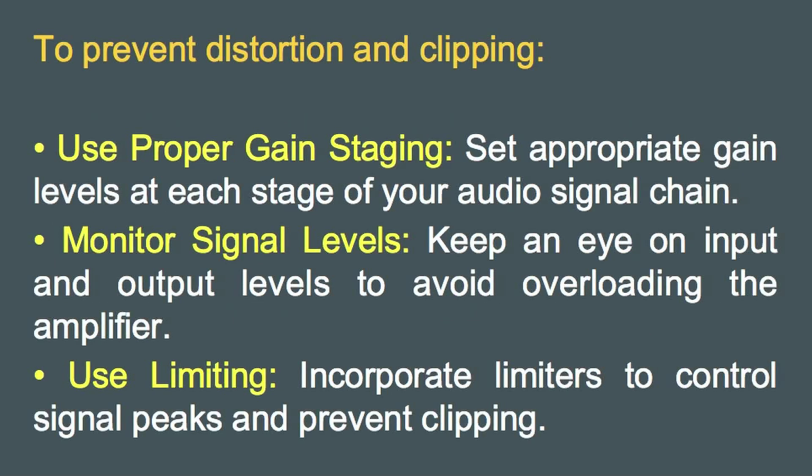To prevent distortion and clipping, use proper gain staging. Set appropriate gain levels at each stage of your audio signal chain. Monitor signal levels. Keep an eye on input and output levels to avoid overloading the amplifier. Use limiting. Incorporate limiters to control the signal peaks and prevent clipping.